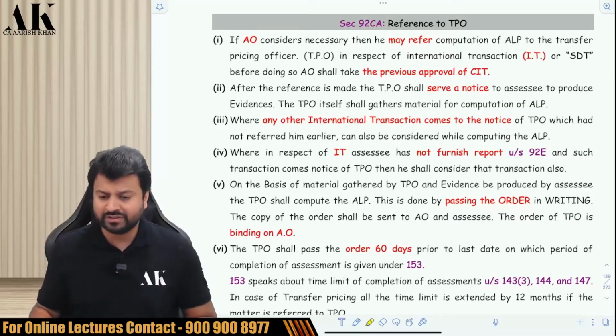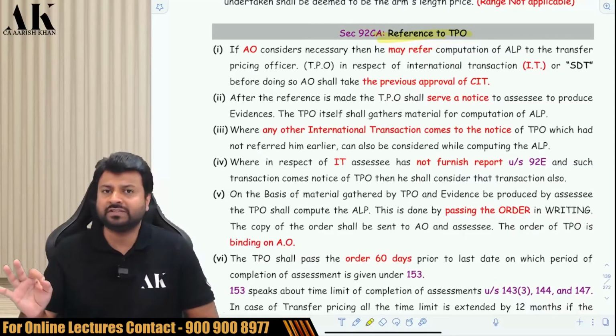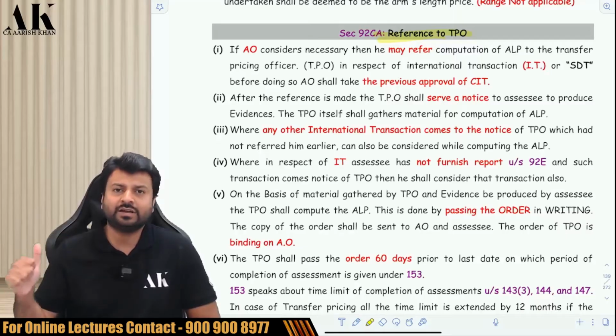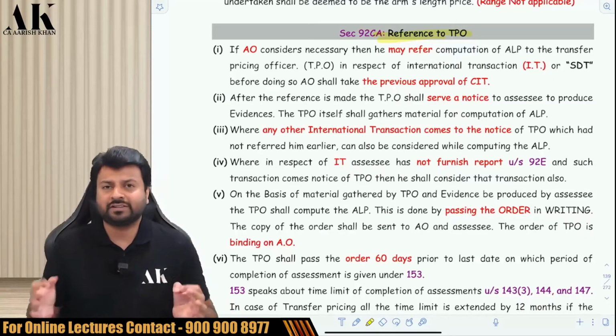Okay, now let's go ahead with the reference to TPO. What is TPO? TPO is nothing but a transfer pricing officer, who can be considered to be an expert in transfer pricing. It is an assistant commissioner or deputy commissioner of income tax who is an expert of income tax, of transfer pricing issues.